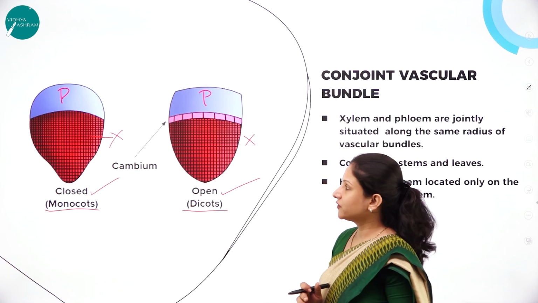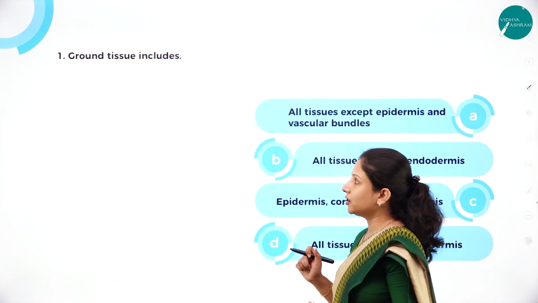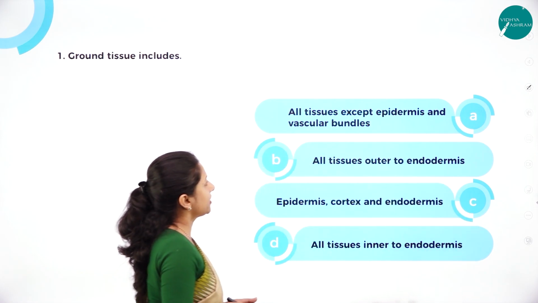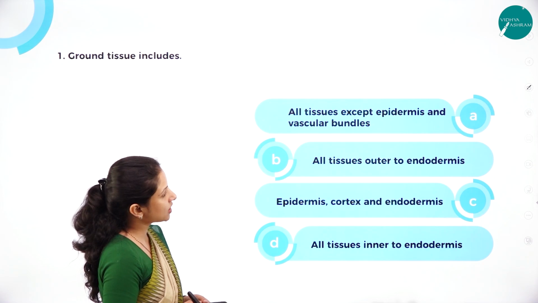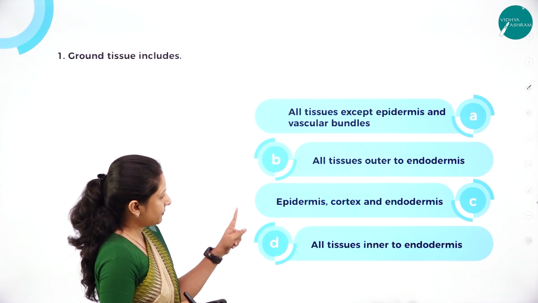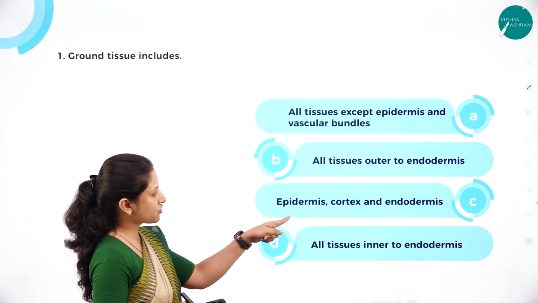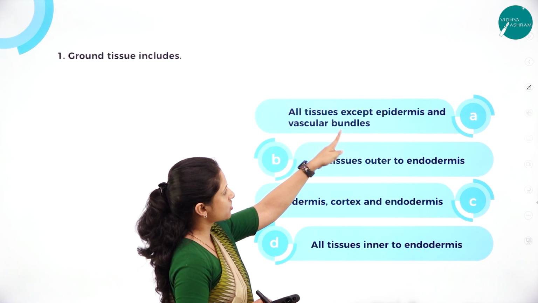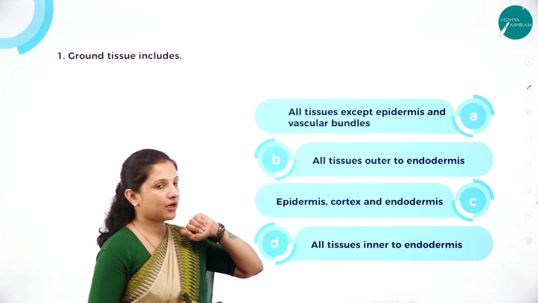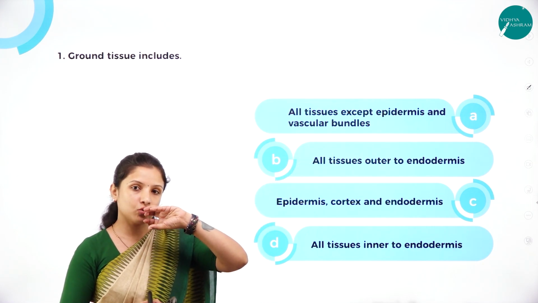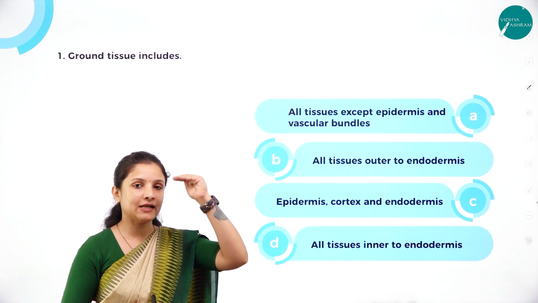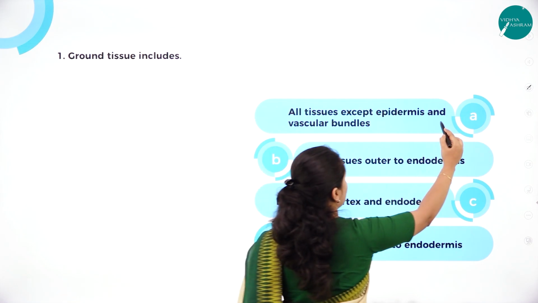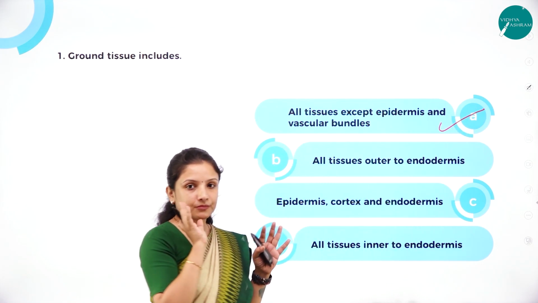Now we'll look into some of the MCQs that can be framed for this particular topic. Ground tissue includes: all tissues except epidermis and vascular bundles; all tissue outer to endodermis; epidermis, cortex and endodermis; all tissues inner to endodermis. Here the answer is, for example, all tissues except epidermis and vascular bundles, meaning it contains only those tissues which are present between the epidermis and the vascular bundle. So option A is the right answer here.